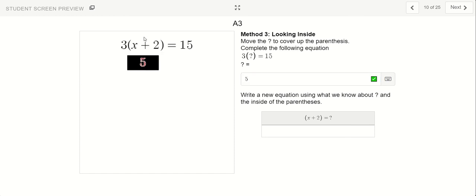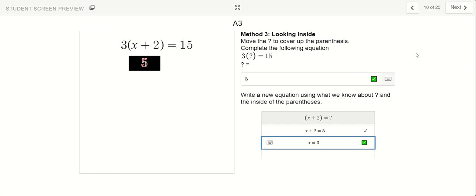So that means whatever's inside here, looking inside, has to be equal to 5. Since I'm able to place 5 inside here and complete the equation, whatever's inside here has to be 5. So I have x plus 2, whatever's inside, has to equal 5. So solving for x, I can subtract 2 on both sides. I'm left with x equals 3.